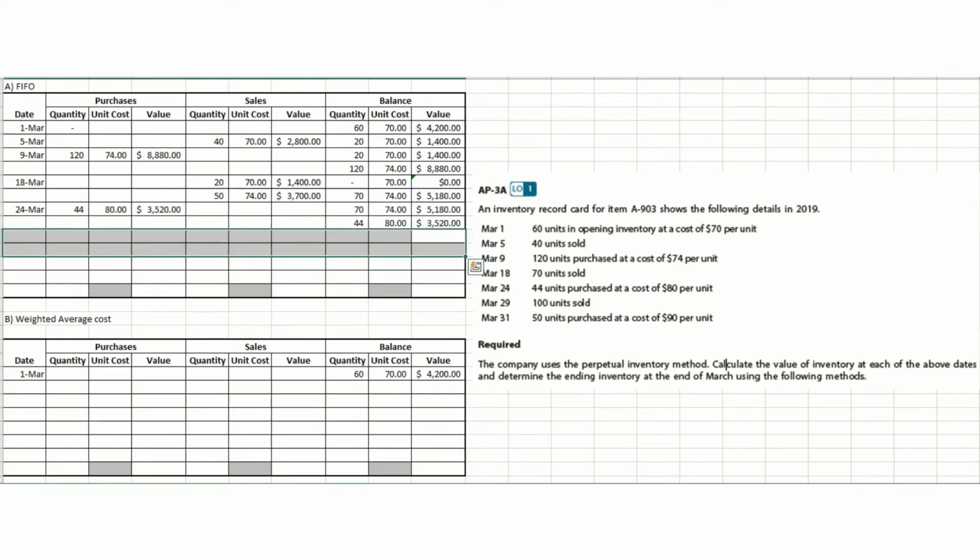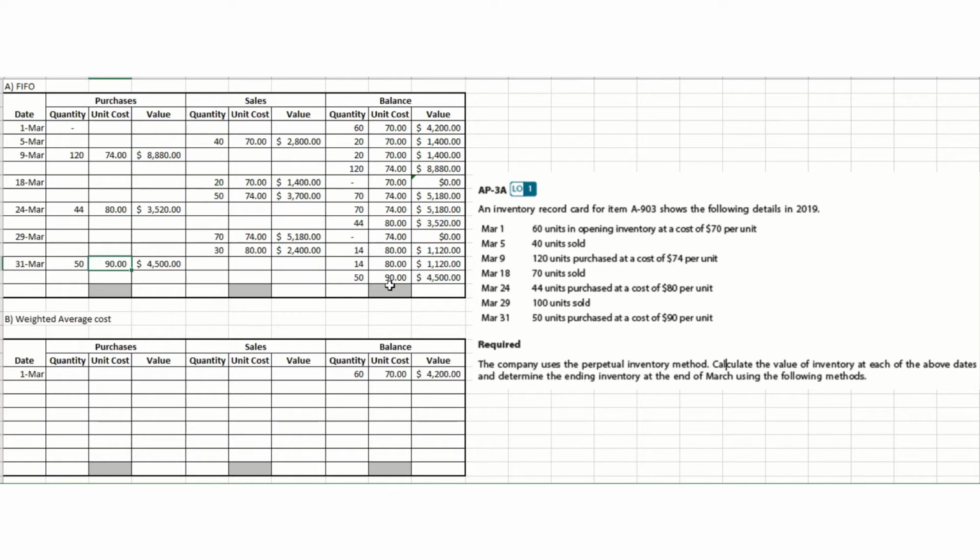March 29th, we will sell 100 units. Again, we only have 70 remaining at $74 cost. So we'll take the first 70 at $74. The balance being 30 units will be at the cost of $80, leaving our inventory with a balance of 14 units at the $80 per unit for a total inventory cost of $1,120.